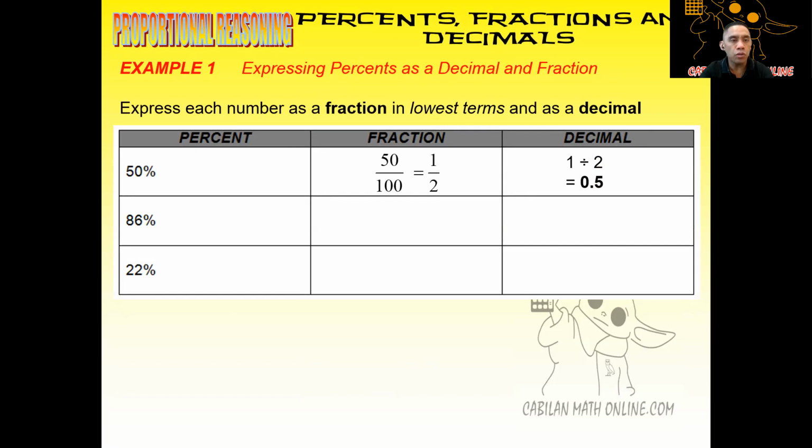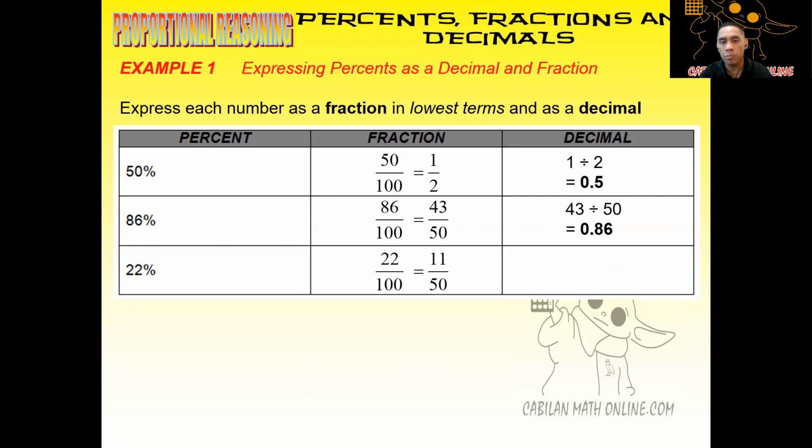Let's do 86%, which is 86 over 100. If you put that into lowest terms, it's going to be 43 over 50. For the decimal, you can either take 86 divided by 100, or you can take 43 divided by 50. Either way, you will get 0.86 as the decimal. And last but not least, we have 22%. That's going to be 22 over 100, which reduces itself to 11 over 50.